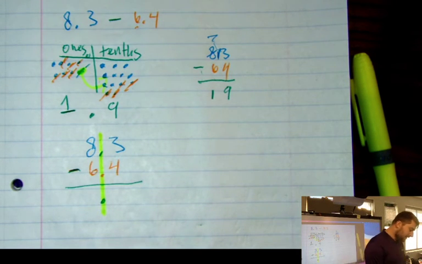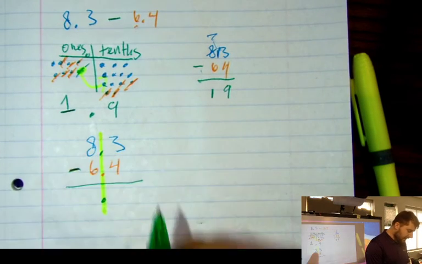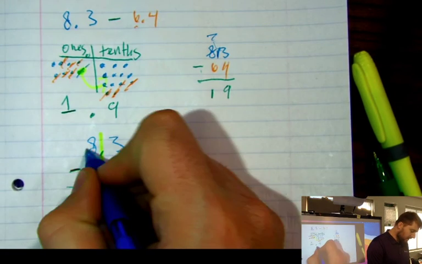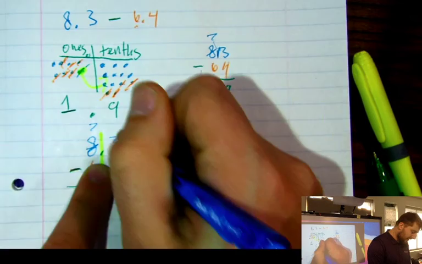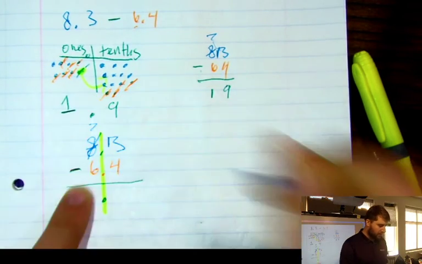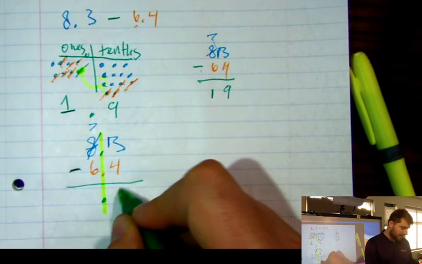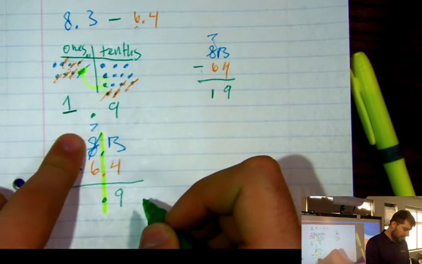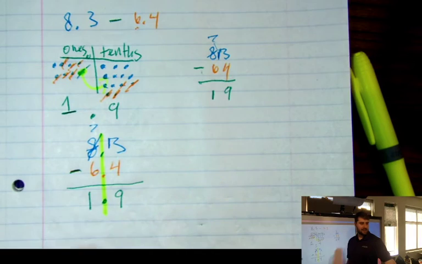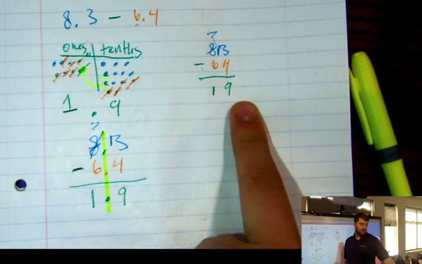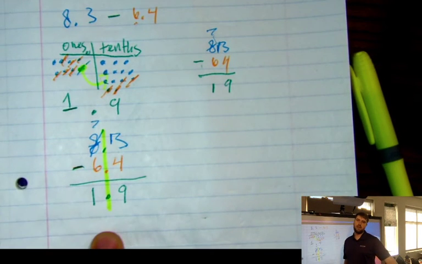So we can regroup our 8 here. 8 ones make it 7 ones, and make this a 13/10. 13 minus 4 now we can do. 13 minus 4 is 9. And 7 minus 6 is 1. With the same answer. And it looks very similar to this answer over here, just we have a decimal number.